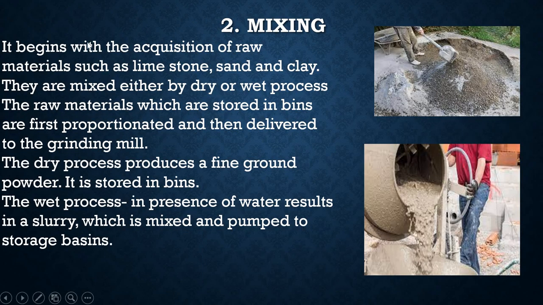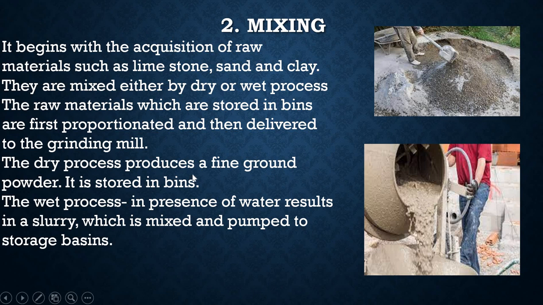Mixing. It begins with the acquisition of raw materials such as limestone, sand and clay. The three ingredients can be mixed either by a dry process or by a wet process, and these raw materials are stored in bins and then sent to the grinding mill.